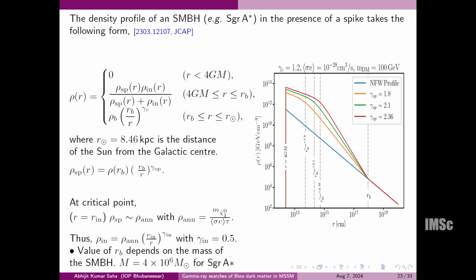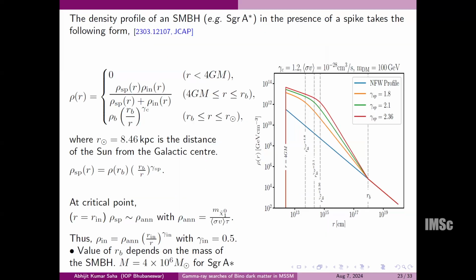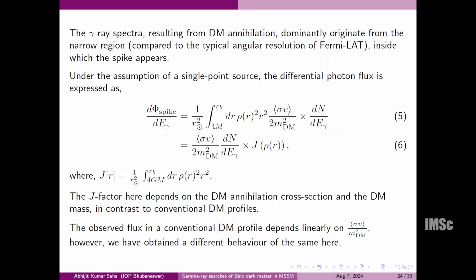Since the flux is mostly confined around its origin, you expect that flux originates dominantly from this region. So we can consider it as a point source compared to the usual angular resolution of Fermi-LAT. Under the assumption of a single point source, this formula can be used to calculate your gamma ray flux. Now see, this particular profile includes rho in, and rho in depends on the rate at which the dark matter annihilates. So here in your J factor, particle physics inputs enter. That makes it different from the usual dark matter density profile.